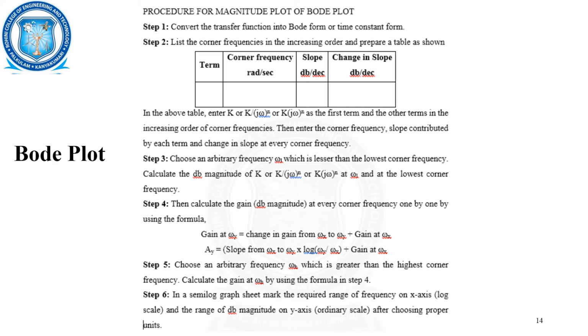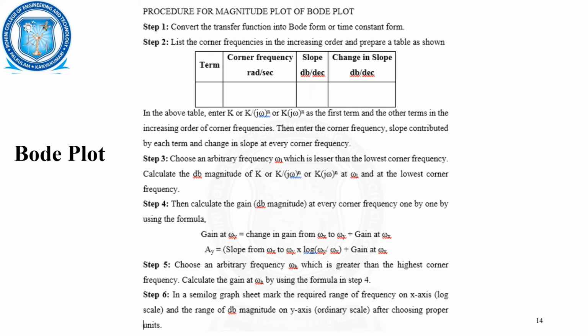One is the lowest frequency and one is the highest frequency. That is, while considering the corner frequencies of the system, for example, suppose we have 4 corner frequencies, then we have to choose the lowest frequency which is less than the corner frequencies present in the table, and also a higher frequency which is greater than the highest corner frequency present in this table. So we'll have a limit, and then we have to calculate the gain value.